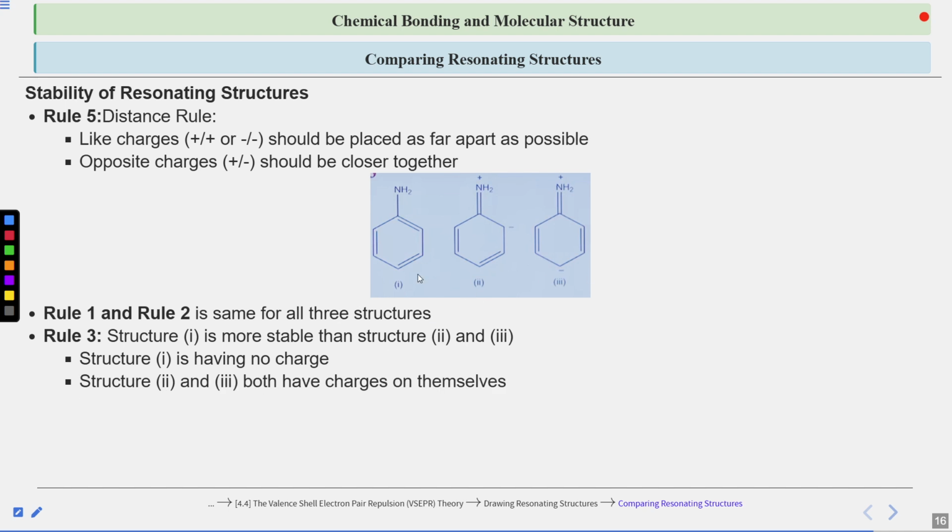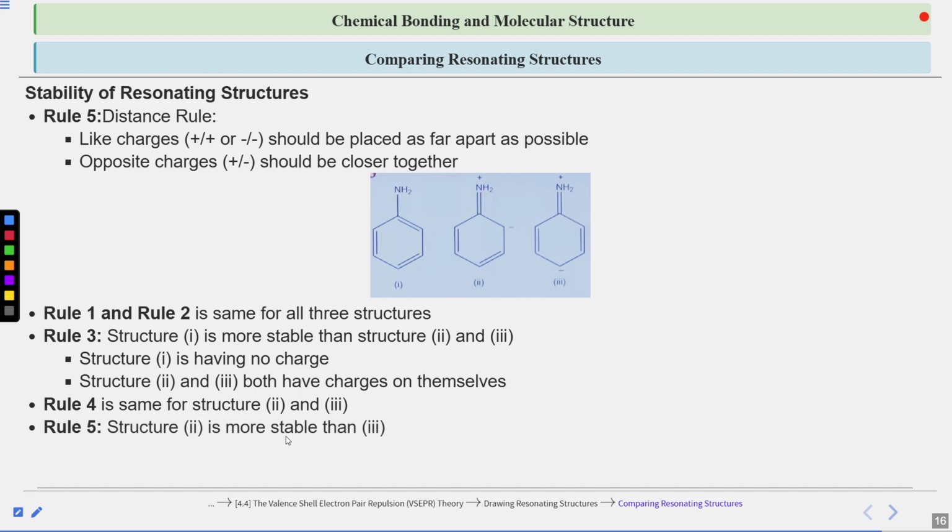If you look at 2 and 3, they both are charged, so rule 3 is not applicable for these two. We have to move to rule number 4. Rule number 4 is also the same for both of them. The positive charge is present on nitrogen in both of these, and the negative charge is present on the carbon for both of them. Although the negative charge is not present on a more electronegative element, it is the same for both. So in this way, rule 4 also is not applicable to both of these species. Therefore, we will move on to the last rule.